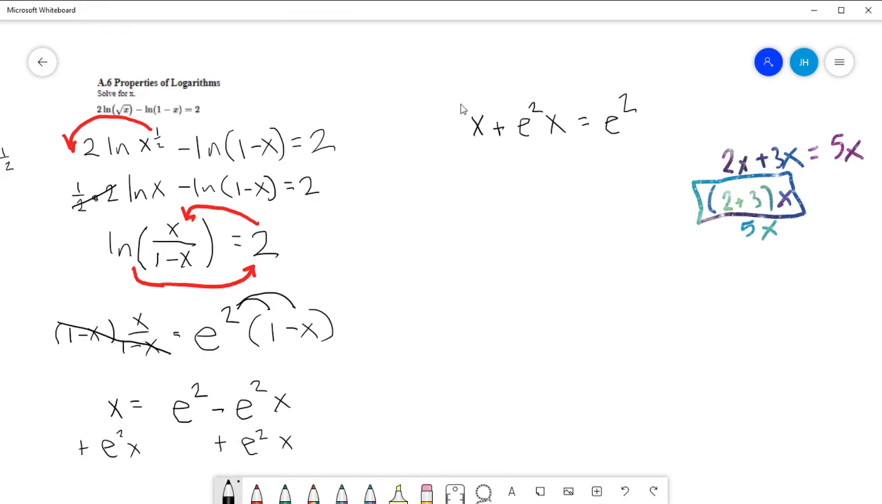We're going to do the same thing over here. x is really 1x if we think about it. So 1x plus e squared x would be the equivalent of 1 plus e squared times x, right? Kind of like we did here. And that is equal to e squared still. Now that we have only one x term, we can go ahead and divide the 1 plus e squared from both sides.